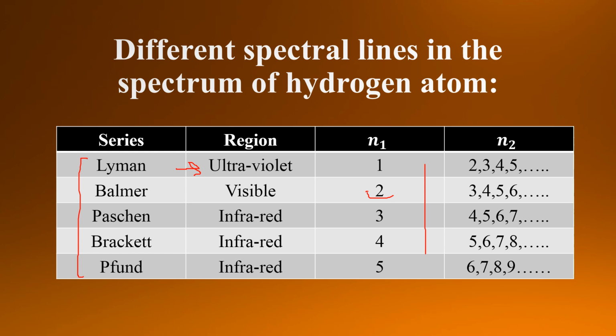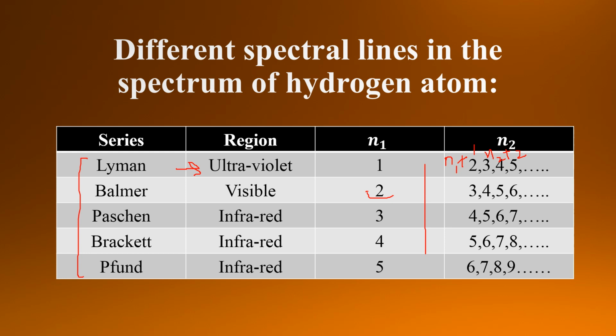For Lyman series, N1 is 1, so N2 is 2, 3, 4, 5, and we can also say that N2 can be N1 plus 1, N1 plus 2, N1 plus 3. 1 plus 1 is 2, 1 plus 2 is 3, 1 plus 3 is 4. So for any series N2 can vary, but the value of N1 for any of the series will remain constant.